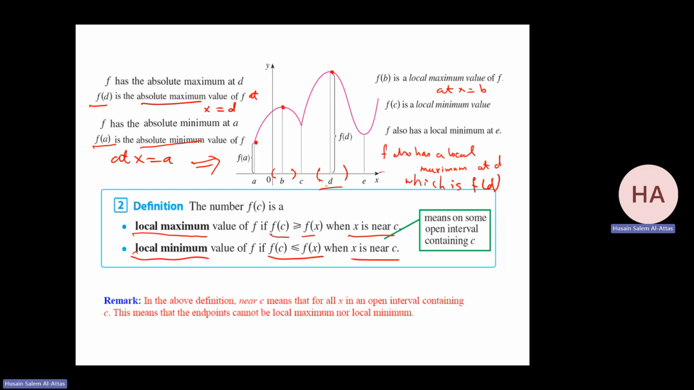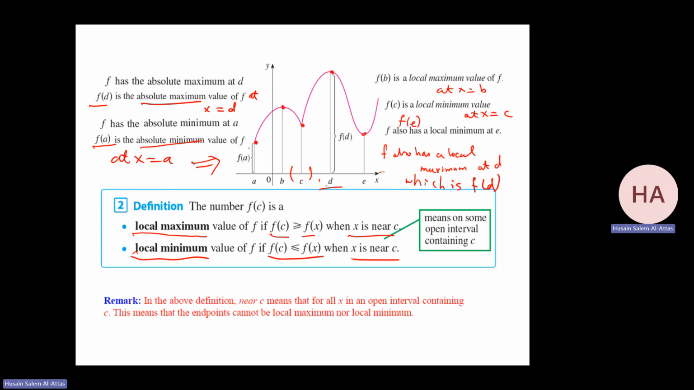Now let me deal with the minimum. Let me do it backward. So I have e is a minimum, because if we take an open interval containing e, f of e will be a local minimum. Now, c is the same thing. If I take an open interval containing c, this will be a local minimum, at x equals c.